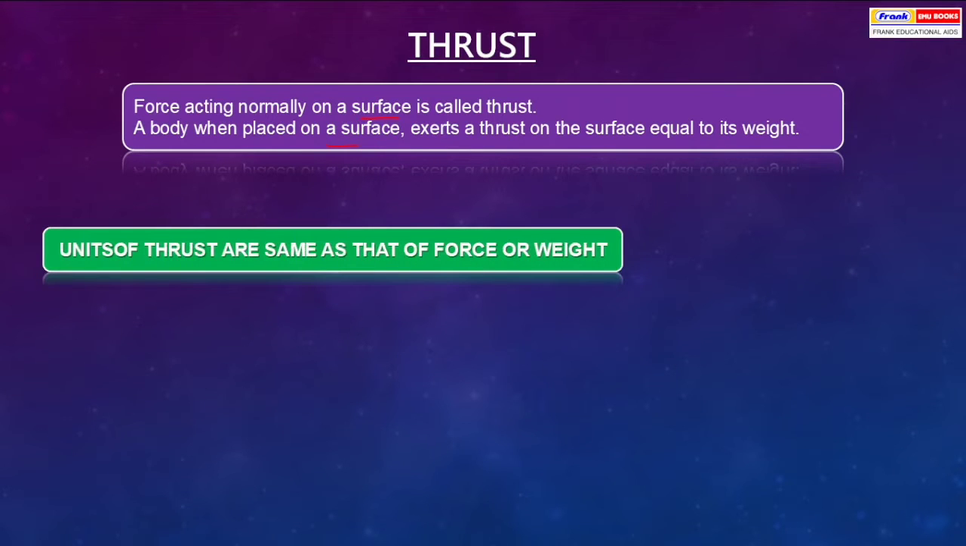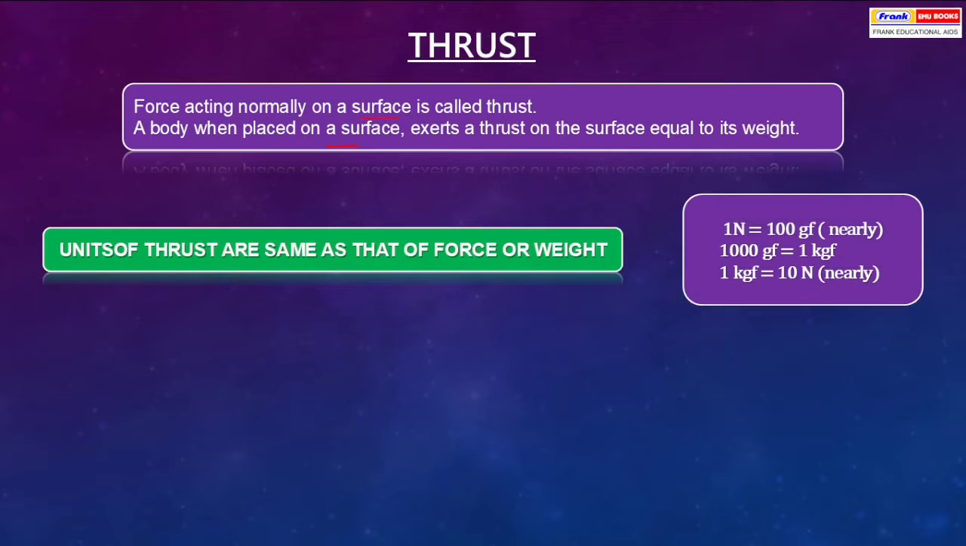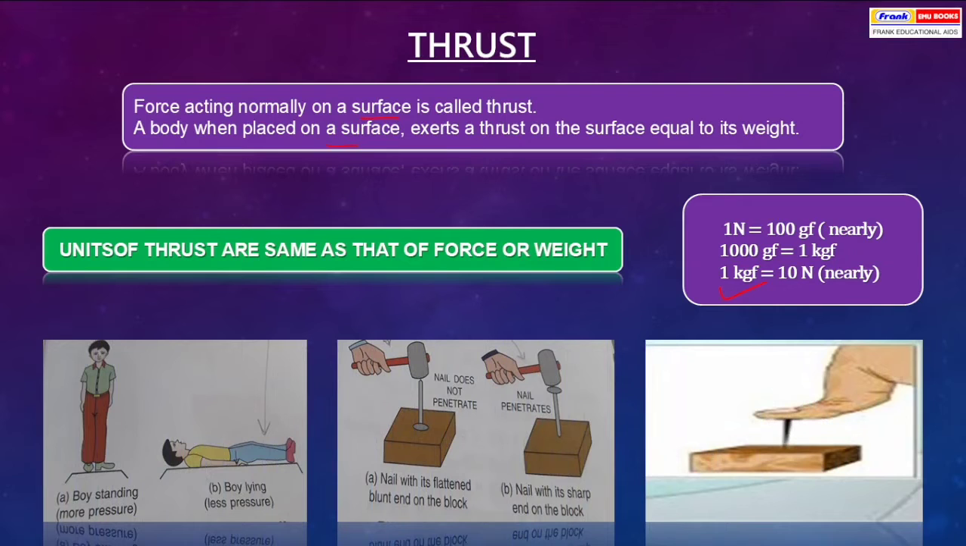Units of thrust are the same as that of force or weight because thrust is also a kind of force. So the SI unit of thrust will be Newton. 1 Newton equals nearly 1 gram force. 1000 gram force equals 1 kilogram force, and 1 kilogram force equals nearly 10 Newton. Here you can see some examples of thrust. That boy is standing and his area on the surface is less, hence the thrust will be more than the boy who is lying on the same surface.